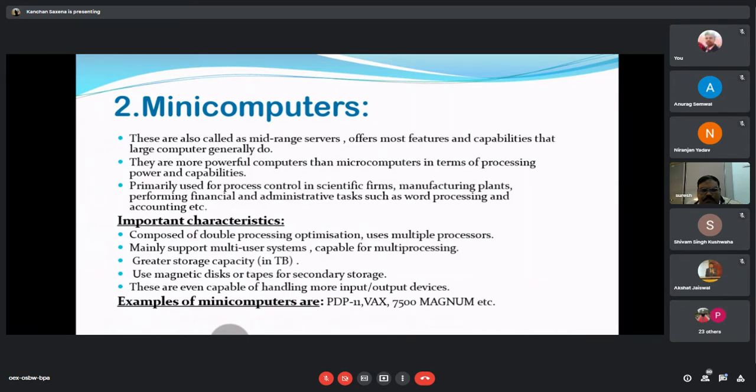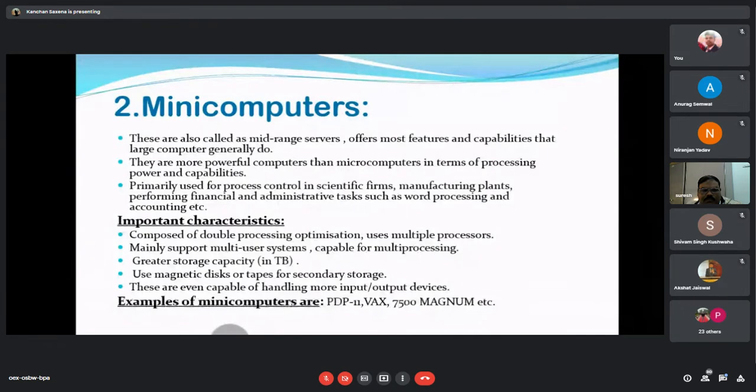The second type of computer is the mini computer. These are also called mid-range servers. They offer most features and capabilities that large computers generally do. They are more powerful than microcomputers in terms of processing power and capabilities. They are primarily used for process control in scientific firms, manufacturing plants, performing financial and administrative tasks such as word processing and accounting, etc.